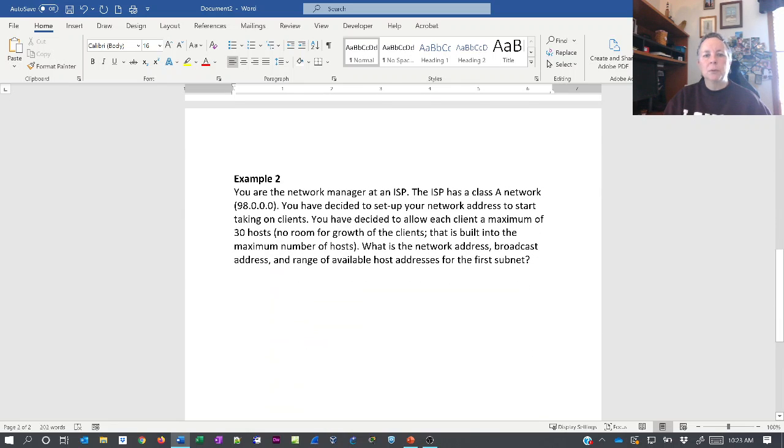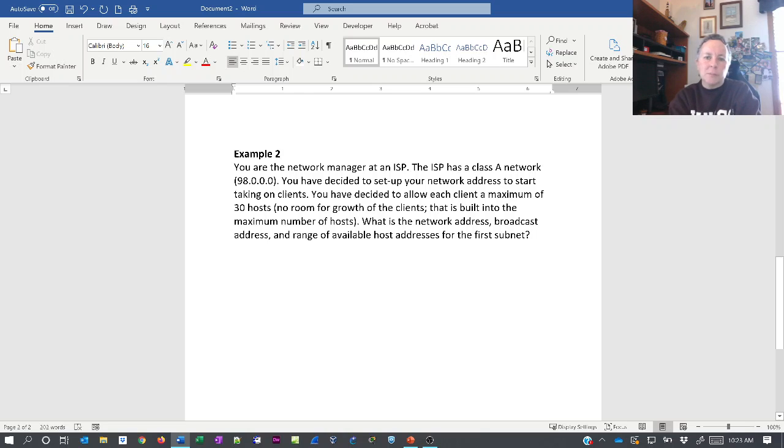Okay, let's look at another example. In this case, we're a network manager in an ISP, and we have a Class A network, 98.0.0.0. So I have 4 octets. The first octet is for the Class A, so that leaves me 3 octets or 24 bits to work with. I want to start setting up subnets, and I've decided to allow each client a maximum of 30 hosts. I'm not worried about growth, which if it were my own network, I would want to worry about. So I want to find the network address, broadcast address, and range of available addresses for the first subnet.